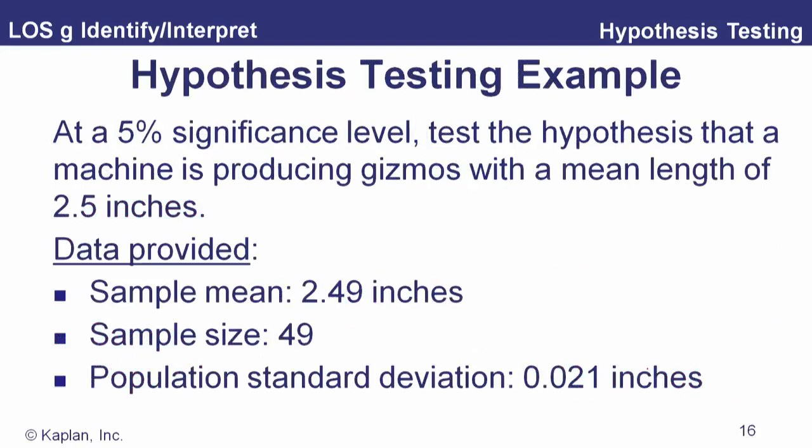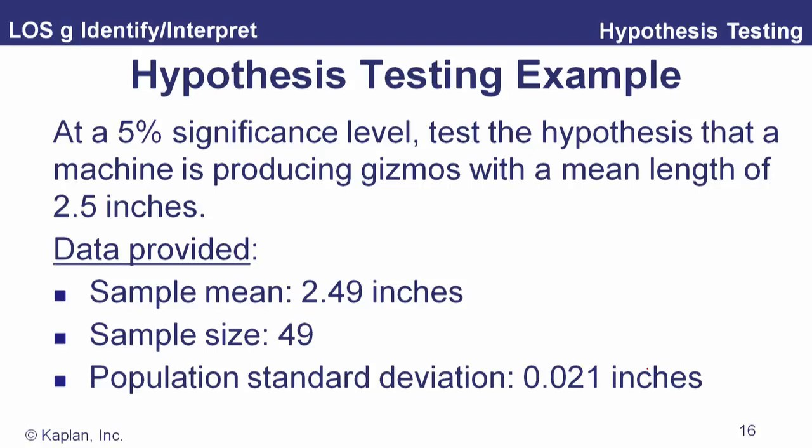So let's work through an example here. We're going to use the 5% significance level. We're going to test the hypothesis that a machine is producing gizmos with a mean length of 2.5 inches. So that's going to be our null hypothesis. The average gizmo length is 2.5 inches. So clearly it's a test involving the mean.